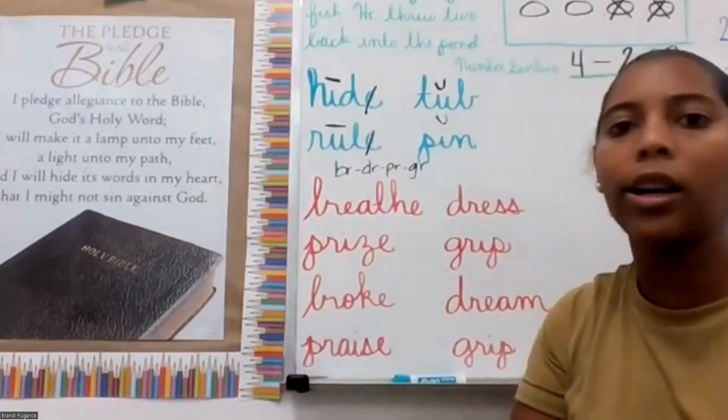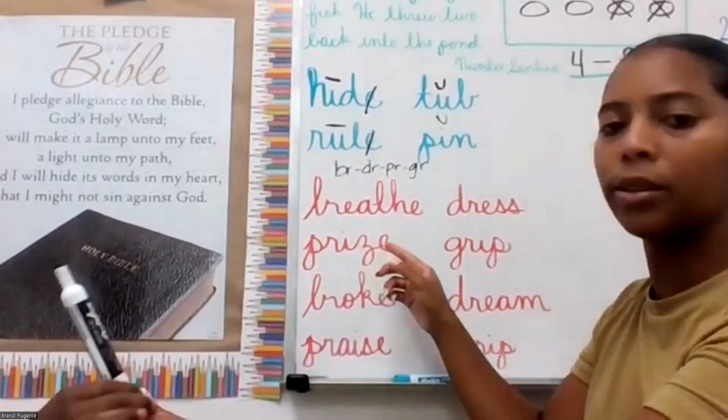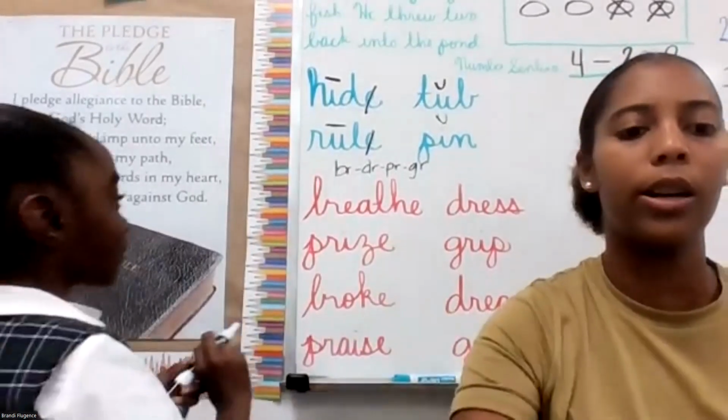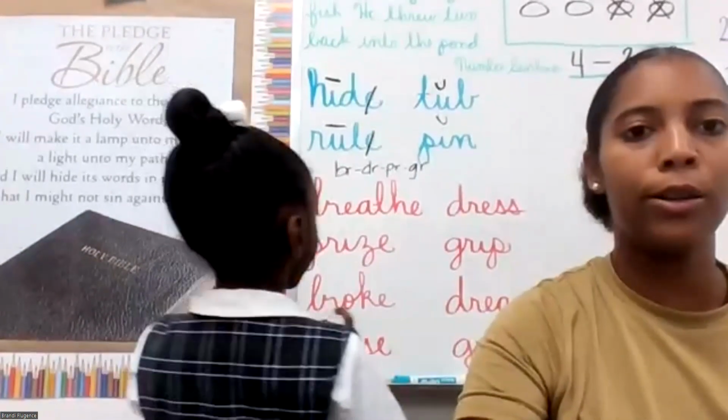All right. So let's review our new sounds, which are BR, DR, PR, and GR. Okay. So our first word. Go ahead and circle the sounds for me and tell me the word. This is our new sound.